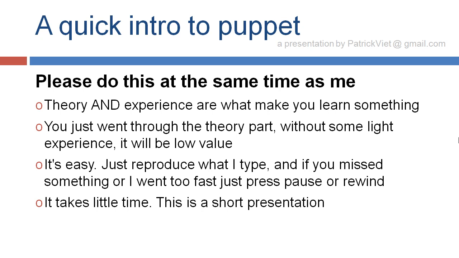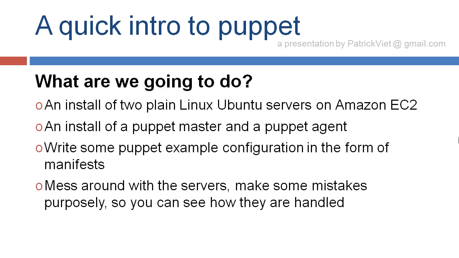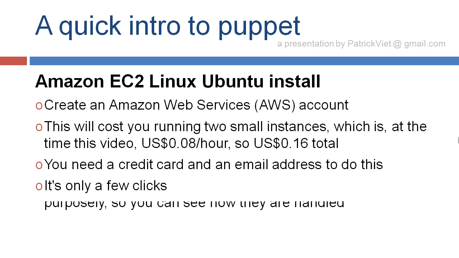This is a short presentation. So what are we going to do? We're going to do an install of 2 plain Linux Ubuntu servers on Amazon EC2, an install of a Puppet master and a Puppet agent, write some Puppet example configuration in the form of manifests, mess around with the servers, and make some mistakes purposely so you can see how they are handled.